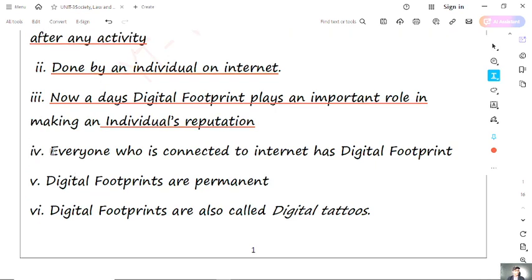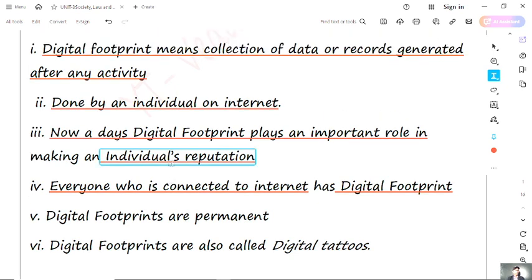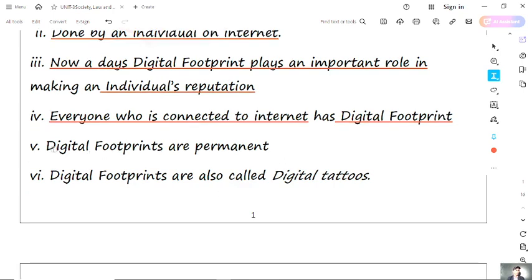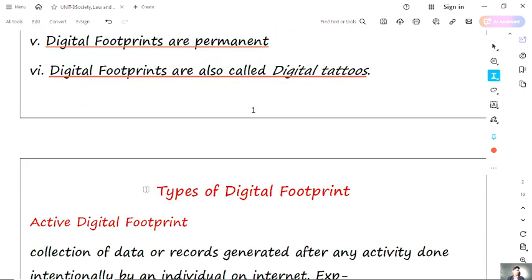The next point is that everyone who is connected to the net has a digital footprint. Those who are connected using the net already have digital footprints, because a collection of data and records is generated with their activity. Now, digital footprints are permanent. They are also called digital tattoos.